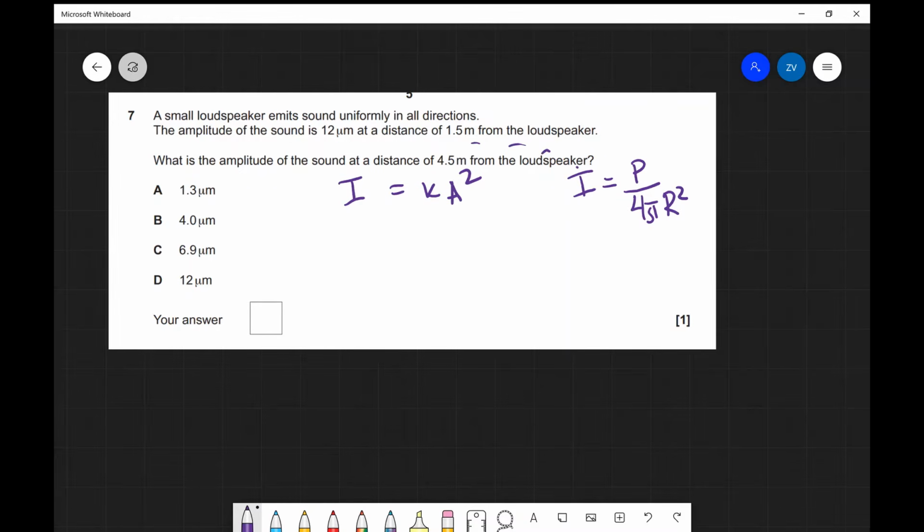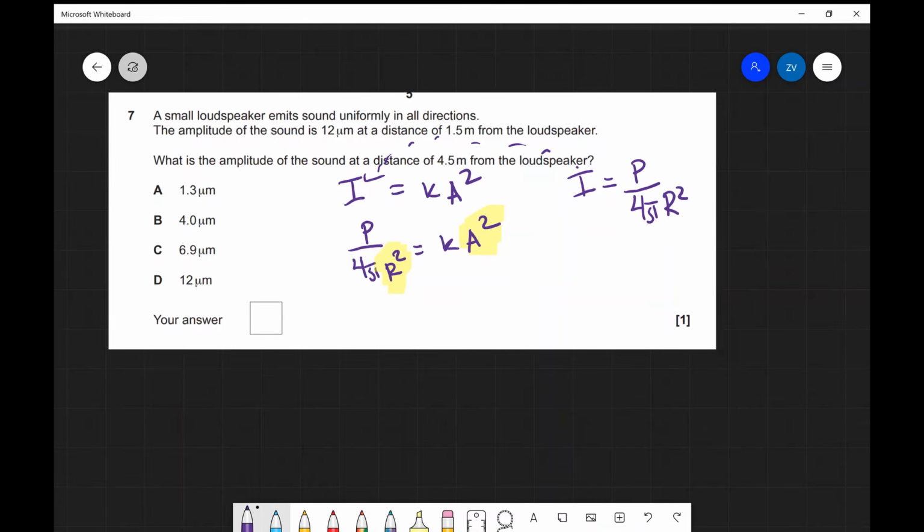We can combine those two equations and get a relationship between the distance, which in this case is r, because you can always assume that you're at the end of an imaginary sphere, and the amplitude, A squared. So P over 4 pi r squared is equal to K A squared. Now the two quantities which are really important in this case are A squared and r squared. Notice the pattern here. That's the next step.